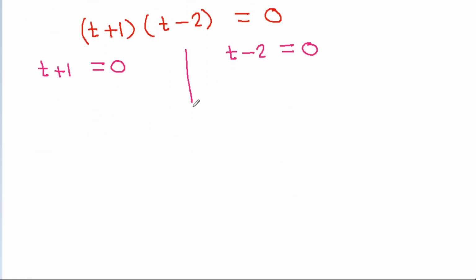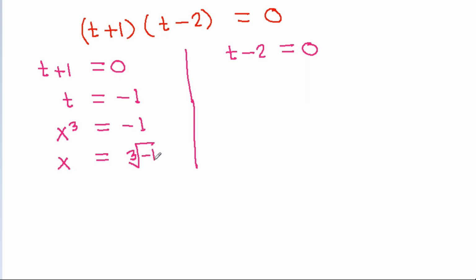From here we can get t = -1, and t is x^3, so x^3 = -1. So x will be equal to the cube root of -1, and the cube root of -1 is -1.